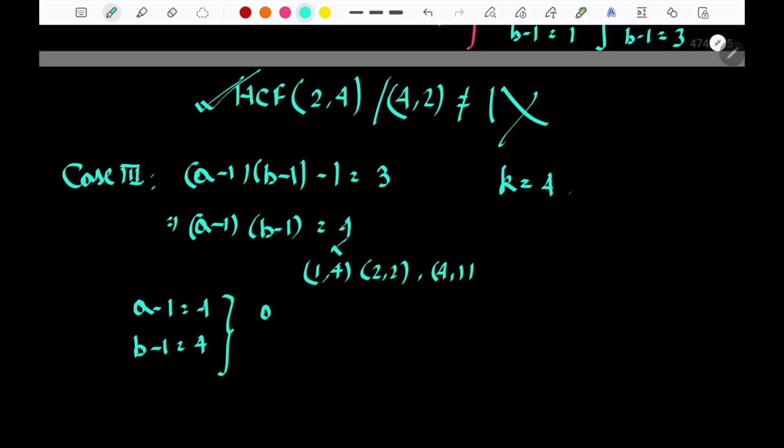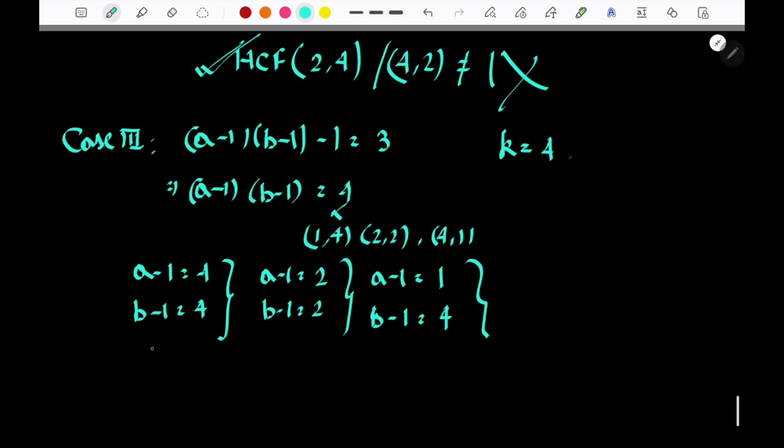or 4 comma 1. So, basically a minus 1 is equal to 4, b minus 1 is equal to 1. Next case, a minus 1 is equal to 2, b minus 1 is equal to 2, or a minus 1 is equal to 1, b minus 1 is equal to 4. Sorry, I have taken the cases in the wrong order. So, a minus 1 will be 4 and b minus 1 will be 1. So, a is 5, b is 2. Again, this will be 3 comma 3. Again, this will be 2 comma 5.